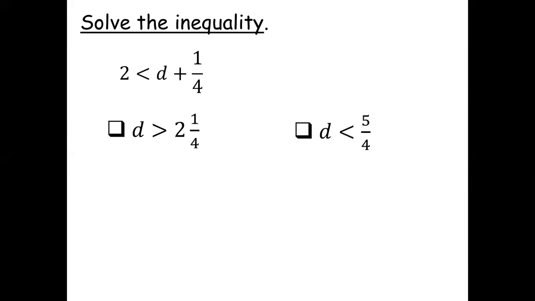So the next question says solve the inequality. So this is the inequality given for you. So your choices are D is greater than 2 1/4, D is less than 5 over 4, D is greater than 7 over 4, or D is less than 7 over 4.